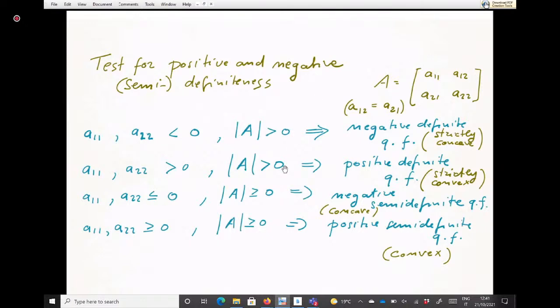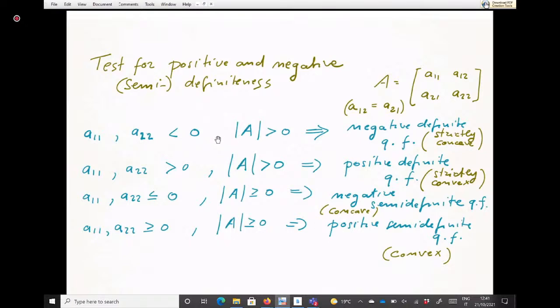There are analogous theorems for 3 dimensions, 4 dimensions, but they are much more complicated. So, the relations that must hold between the coefficients are not as simple as these ones, okay? But there are ways to characterize also in these more general cases whether quadratic forms are positive definite or negative definite or whatever by just looking at the coefficients of the matrix.